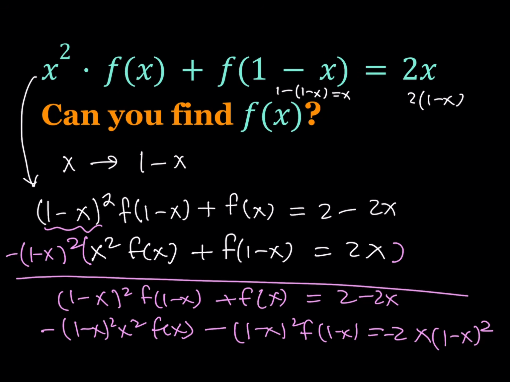And of course, my goal is to find f of x, so it's better if this cancels out, which is f of 1 minus x. And from here, I can just go ahead and add these two expressions and take out the f of x, and then add these two expressions here and get my expression in the simplest form. Okay? So let's go ahead and do that on the next page.